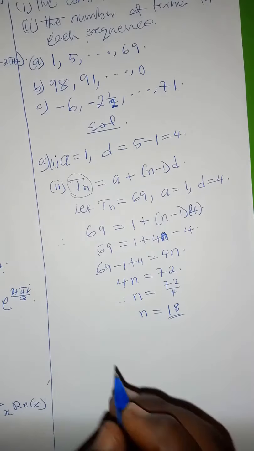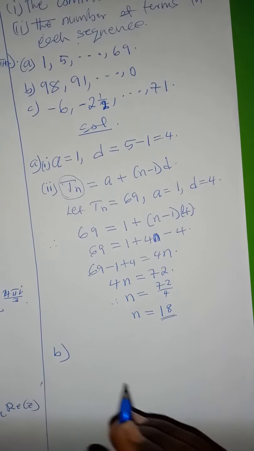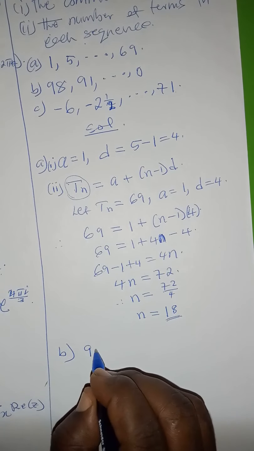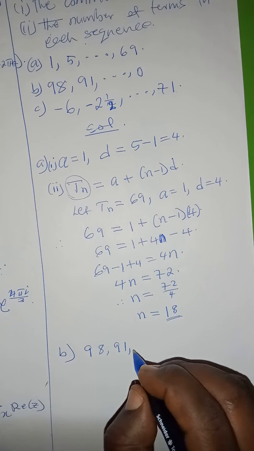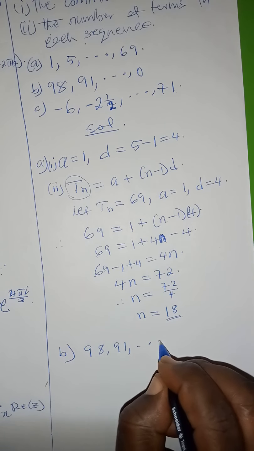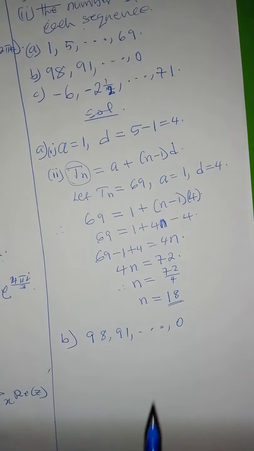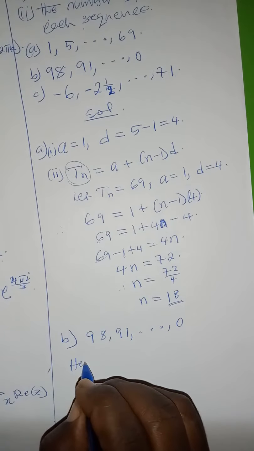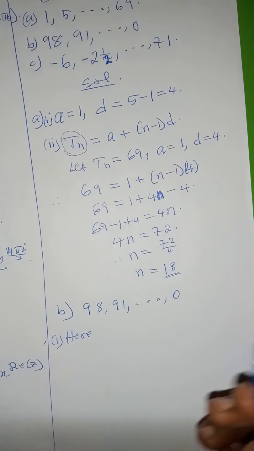Let's go to the second one, B. In B, the AP is 98, 91, dot, dot, dot, 0. The last term is 0. So here I'm solving for (i), finding the common difference.